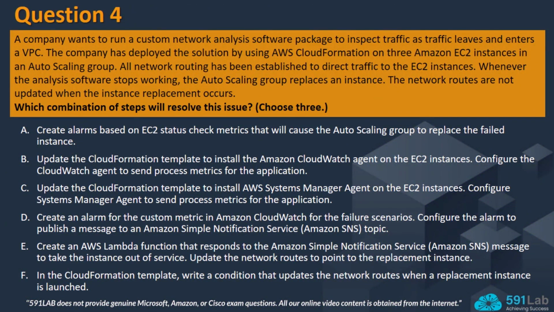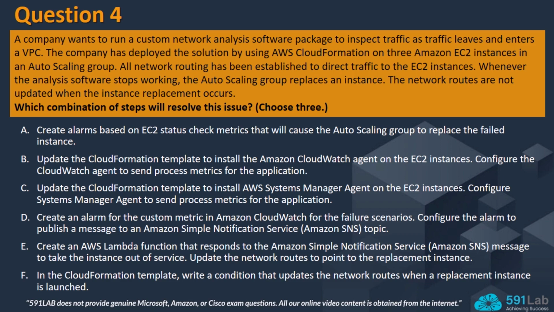Question number 4. A company wants to run a custom network analysis software package to inspect traffic as traffic leaves and enters a VPC. The company has deployed the solution by using AWS CloudFormation on 3 Amazon EC2 instances in an auto scaling group. All network routing has been established to direct traffic to the EC2 instances.